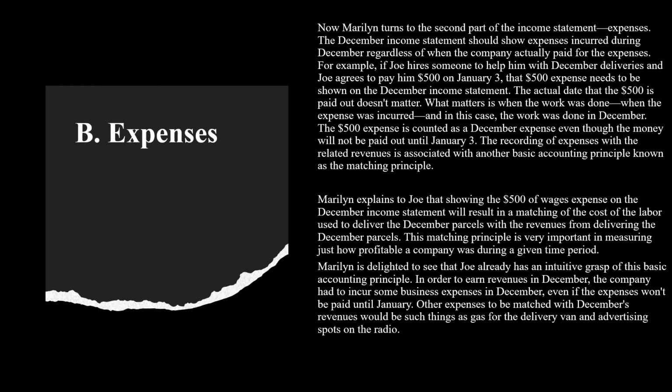This matching principle is very important in measuring just how profitable a company was during a given time period. Marilyn is delighted to see that Joe already has an intuitive grasp of this basic accounting principle. In order to earn revenues in December, the company had to incur some business expenses in December, even if the expenses won't be paid until January. Other expenses to be matched with December's revenues would be such things as gas for the delivery van and advertising spots on the radio.